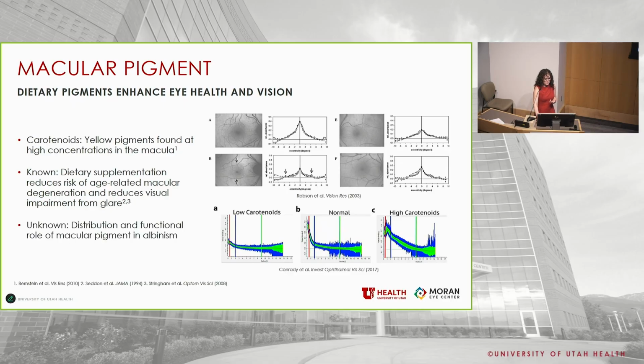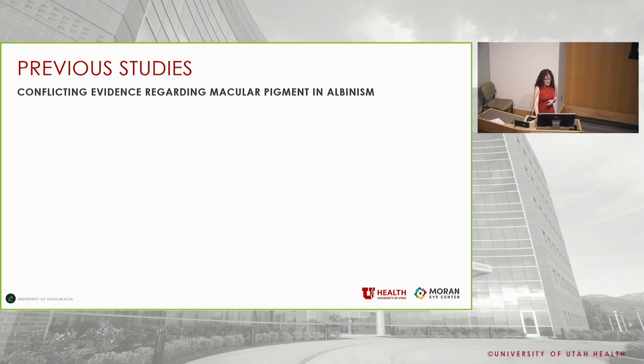So there have been some questions about what the role of macular pigment might be in albinism, and whether this is different, whether this is contributing to visual acuity in this population. People have tried looking at this in the past, and the evidence is a little bit conflicting. Historically, when people have looked at histology, they've said, no, there's no macular pigment in albinism. We really don't see it in our samples.